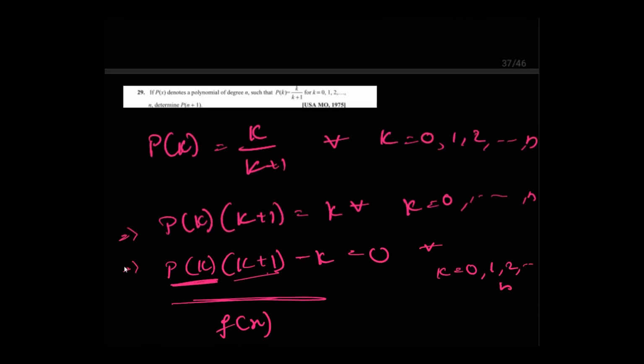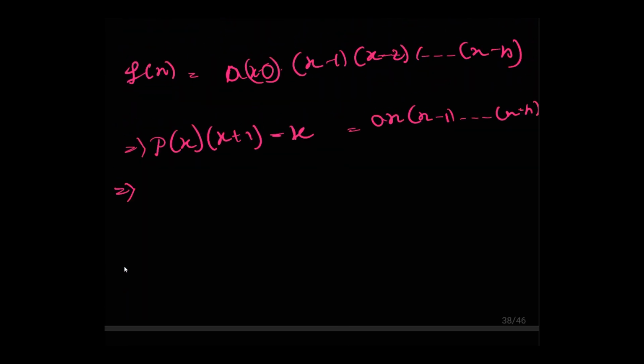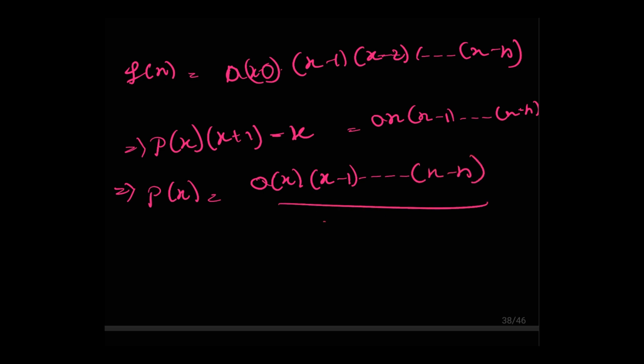That implies P of x will be a times x into x minus 1 into and so on x minus n, divided by x plus 1, plus x by x plus 1.